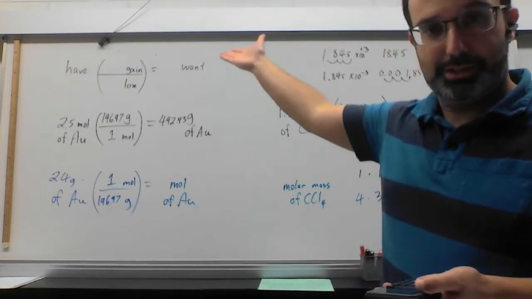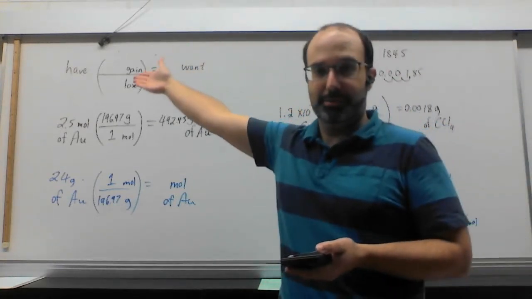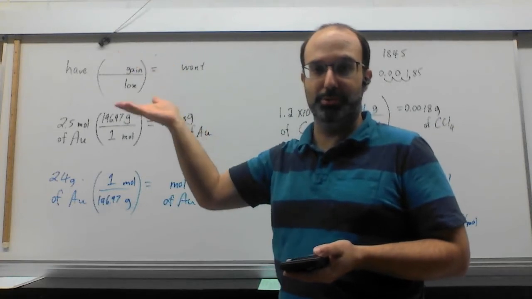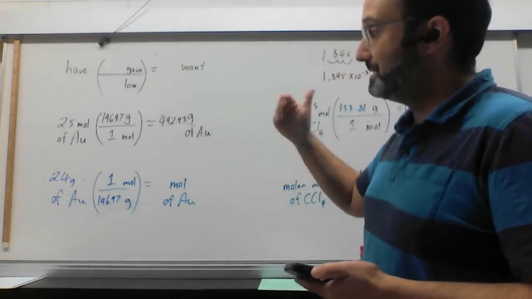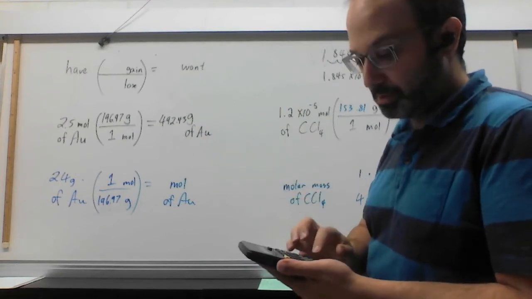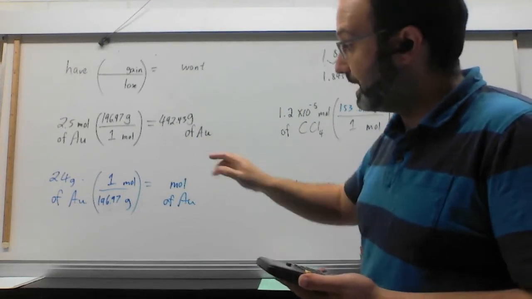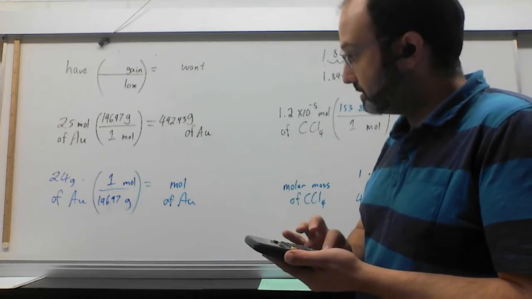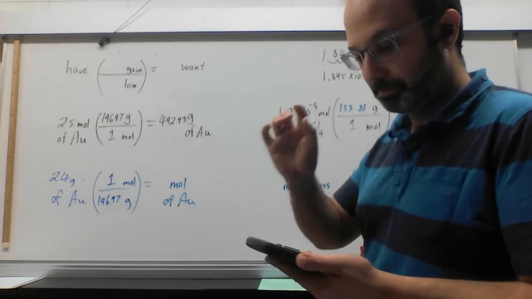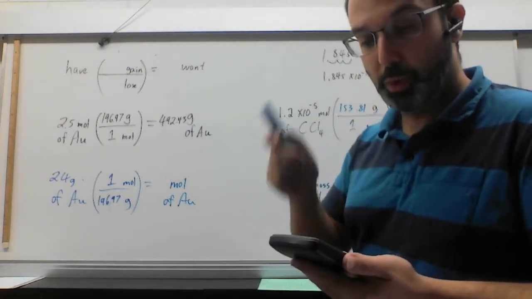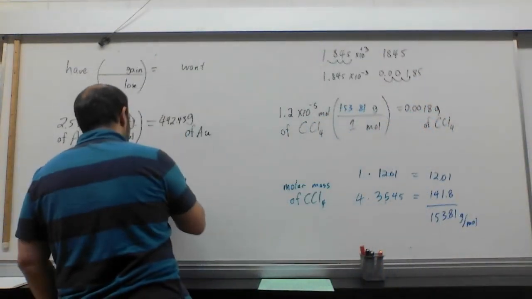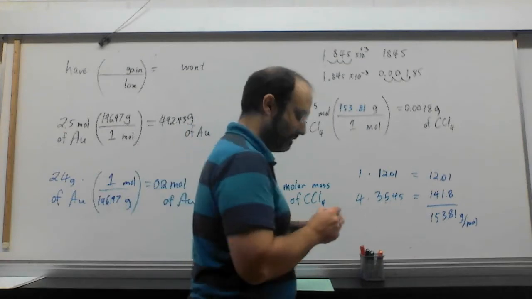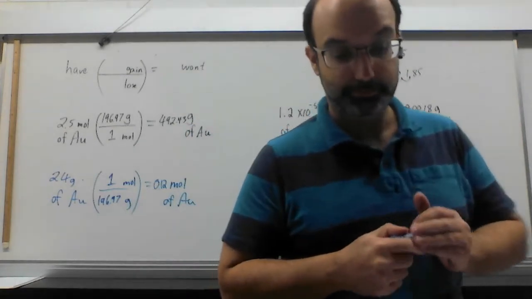You've got a conversion system. You have, you want. You lose, you gain. That's it. That's what you're going for. So 24 times 1, because that's the first thing. So 24 times 1 is just 24. Then divided by 196.97 equals 0.12. So I have 0.12 moles of gold.